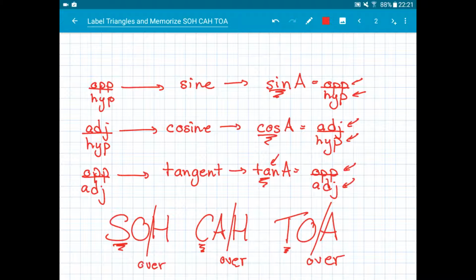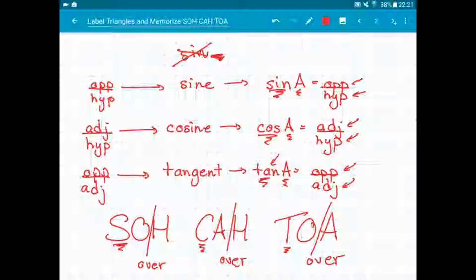Okay. Now look at this. Remember, there's always an angle there. If you just wrote sine, that has no meaning. It has to be sine of something. And so we're going to look at in the next couple of videos how you can apply this in order to find missing sides and angles.